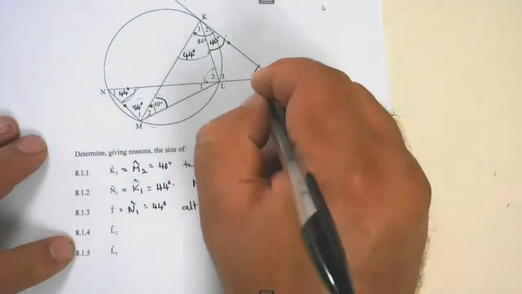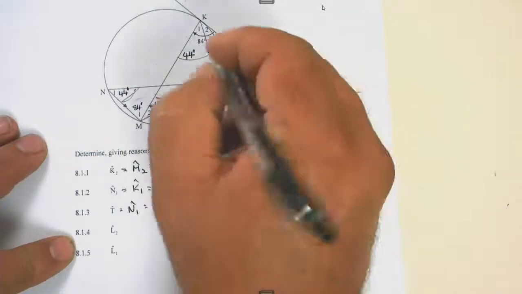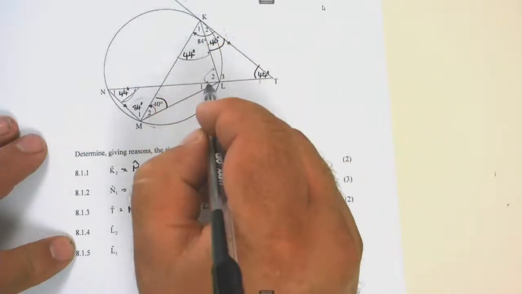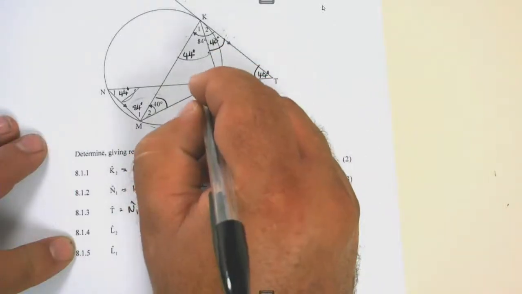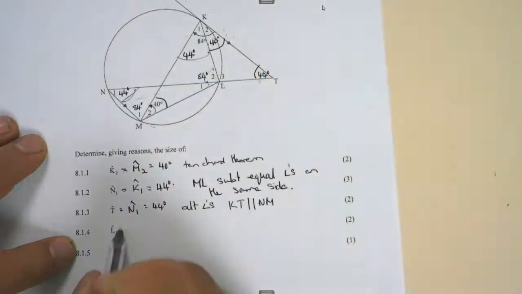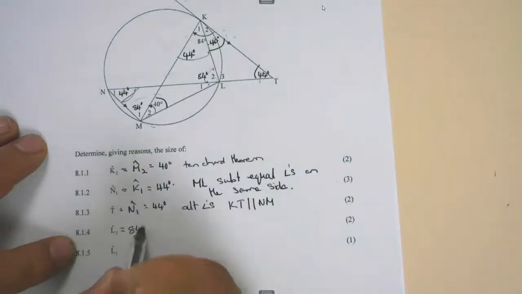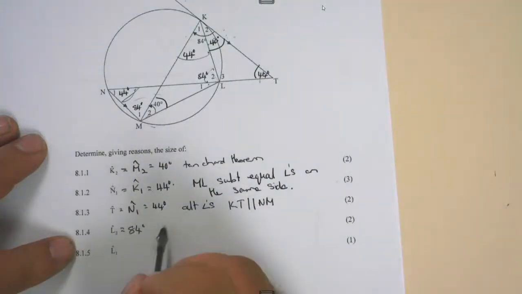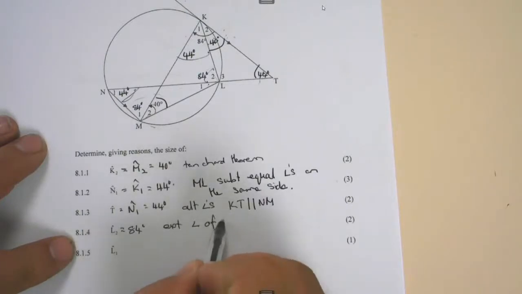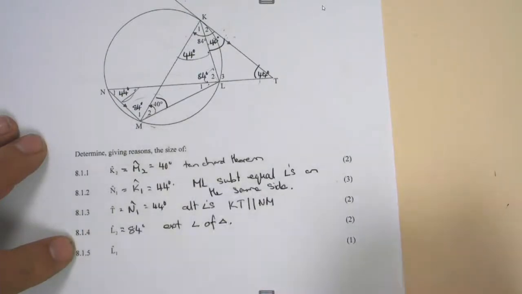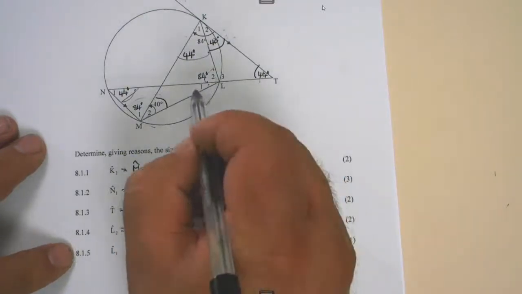Now if this here is 44 degrees and that is 40 degrees, then L2 is the exterior angle of the triangle and it's equal to 40 plus 44, which is 84 degrees. So L2 is equal to 84 degrees, and the reason is the exterior angle of a triangle is equal to the sum of the opposite interior angles. And now we've got to work out L1.